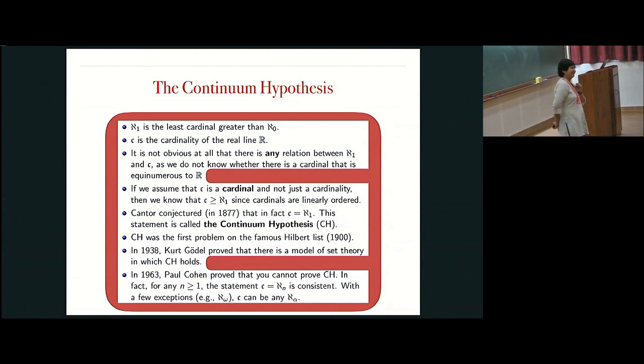So Gödel proved that there is a model of set theory where C equals Aleph 1 does hold, and Cohen proved that there is a model where it doesn't hold. This means that it is not provable from the rest of the axioms of set theory. That's the basic knowledge that we get.